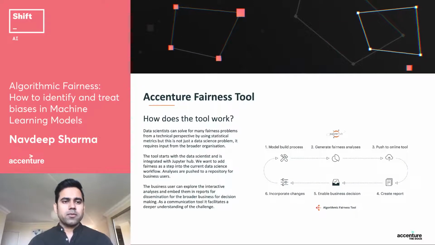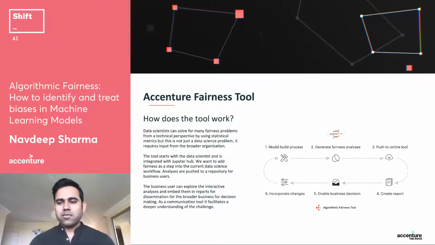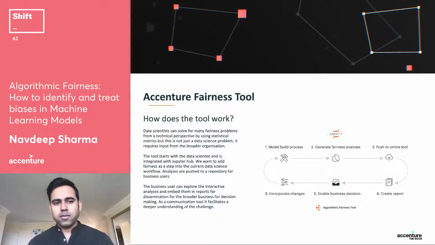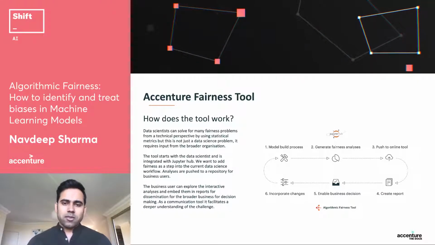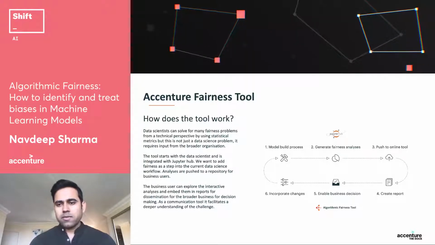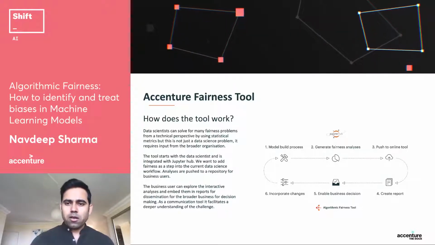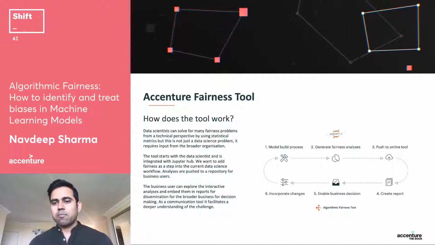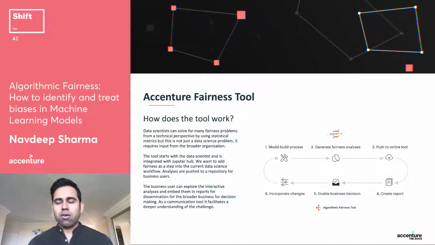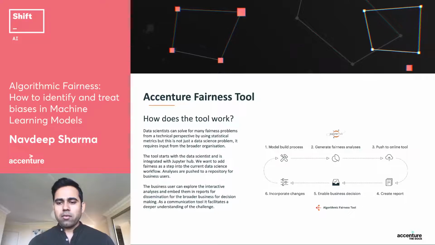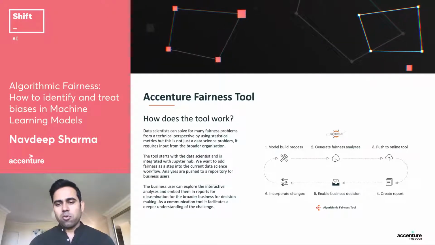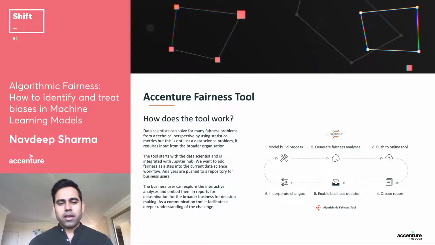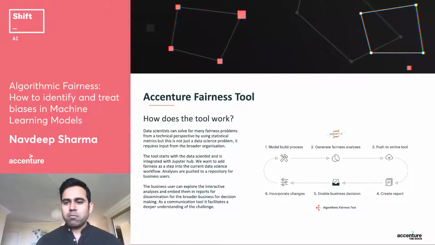So the Accenture Fairness tool actually combines the perspective of the data scientist and the business stakeholder. The data scientist starts with the tool. They use the Accenture Fairness Python library to import into the Jupyter Hub, which is connected to a web portal where the data scientist can publish the reports and analysis of the fairness of the data. And then business users can look at the reports on the web portal, and they can make very informed decisions about which variables or features need to be treated with bias measurements.